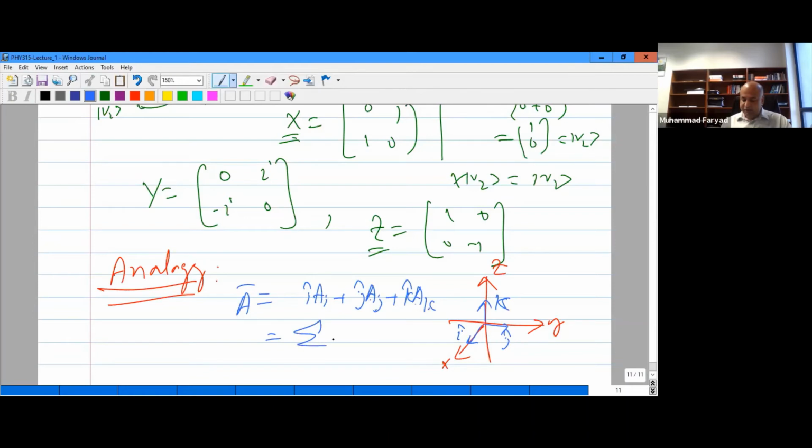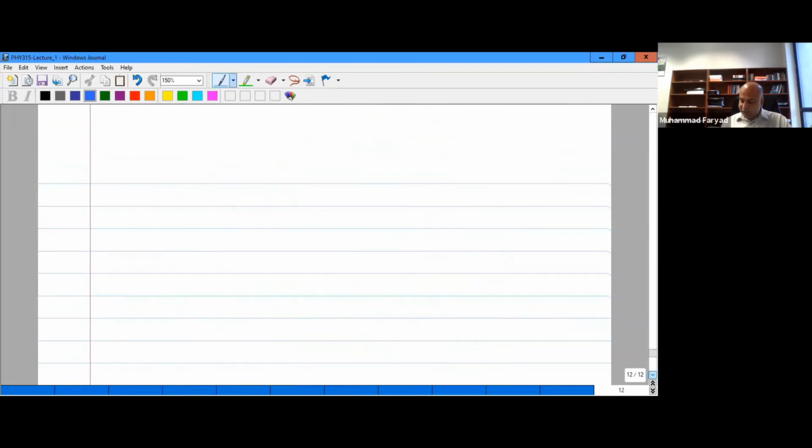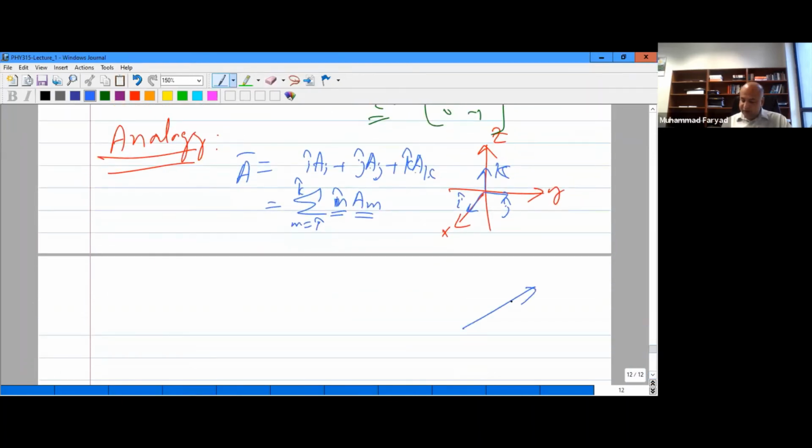And in this form, I can write some index m hat, am, where m goes from i all the way to k. So we can represent this basis vector into the component along that basis vector. And if you have a given vector A and you want to find its component, let's say along the i unit vector, we take the dot product of this i vector with A, and you call it the x component or i component, whatever. So we can find the component of the vector along a unit vector by taking its dot product with that unit vector.